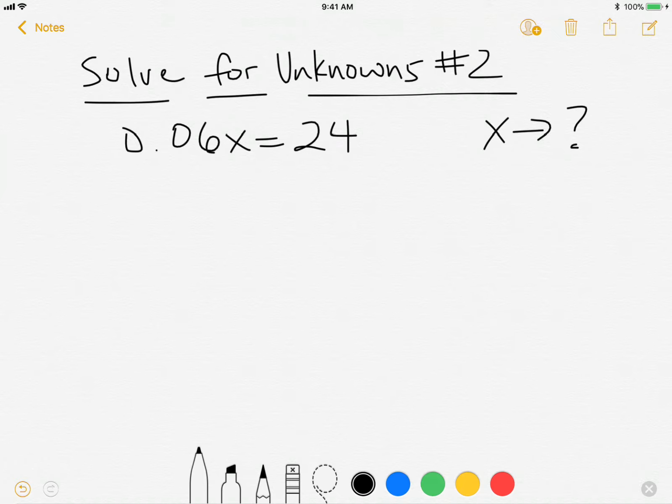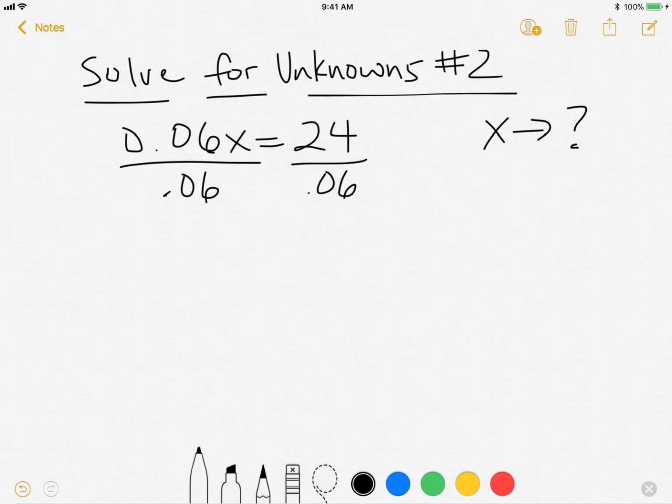So what we do to get x by itself is we divide both sides by 0.06. And the reason why we use division is because division is the opposite of multiplication. So whenever we're trying to get x by itself, we're going to do the opposite of what we see here. In this case, we had a multiplication problem, so now we divide. We have to do it on the left side where the x is and on the right side where the 24 is because we have an equal sign. And an equal sign always says make things equal. Whatever you do to one side, always do to the other.